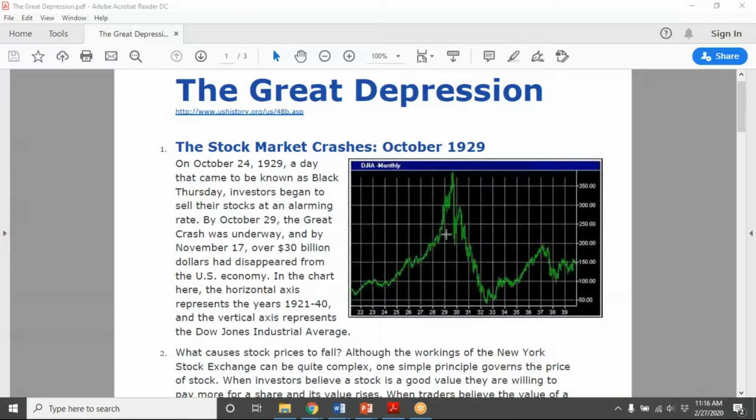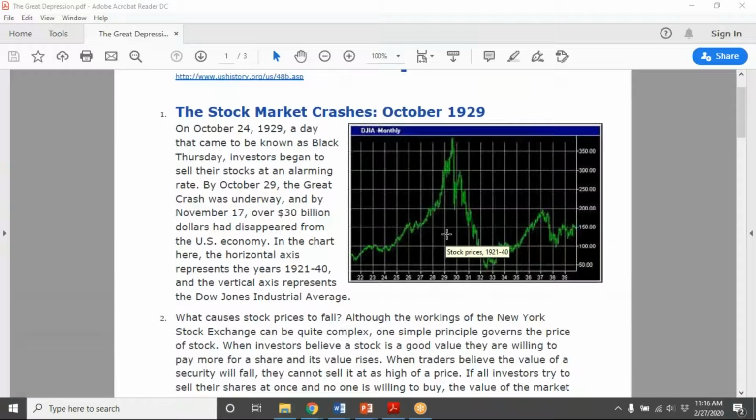Actually, I think the first paragraph describes it. So let me read it. On October 24th, 1929, a day that came to be known as Black Thursday, investors began to sell their stocks at an alarming rate. By October 29th, the Great Crash was underway, and by November 17th, over $30 billion had disappeared from the U.S. economy.